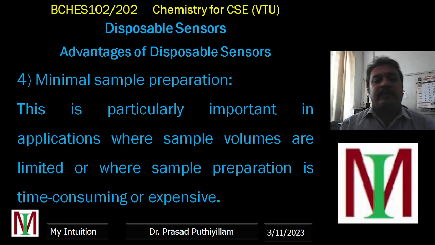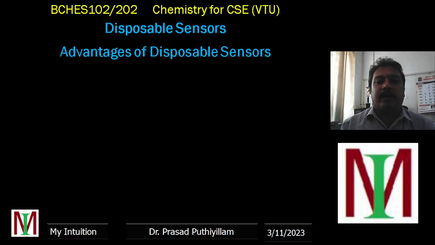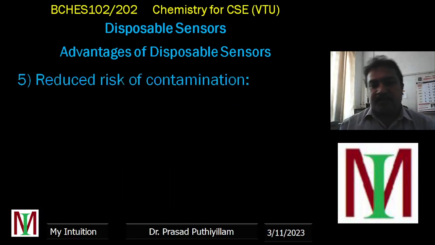This is very important when we have very limited samples or precious samples, or we don't have time to prepare the samples. All this time we can use this type of disposable sensor.